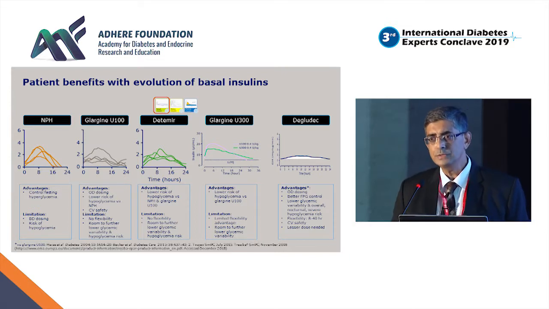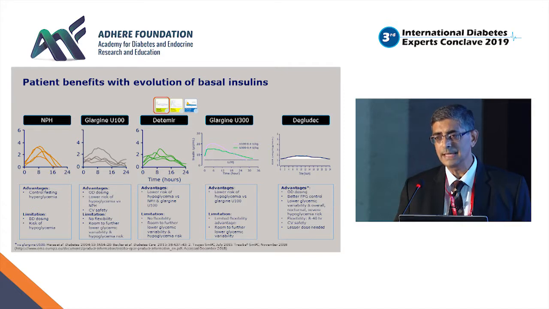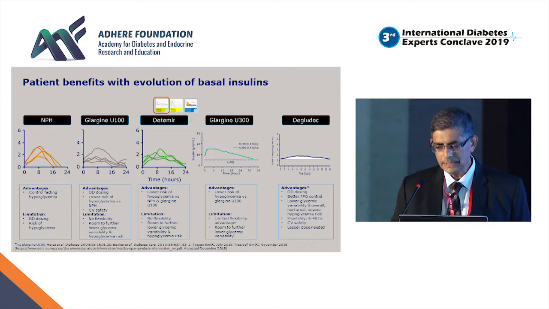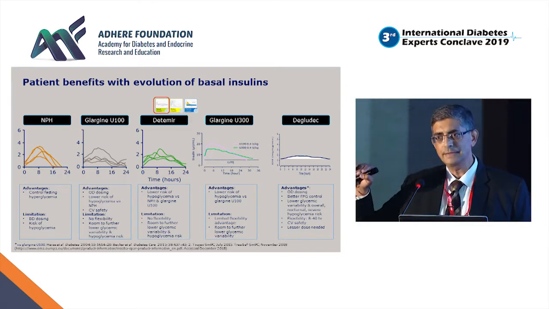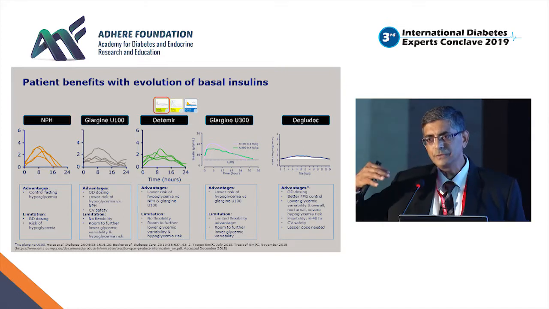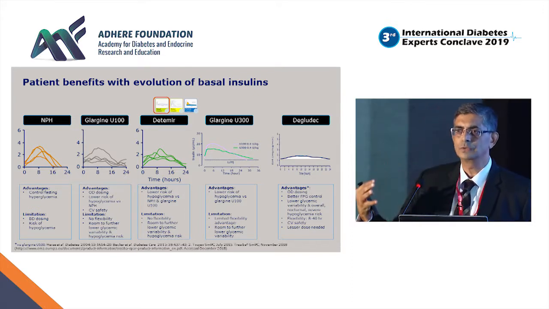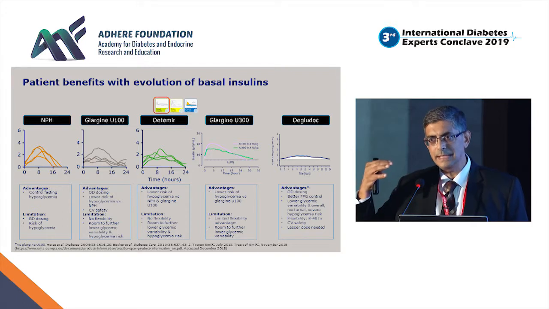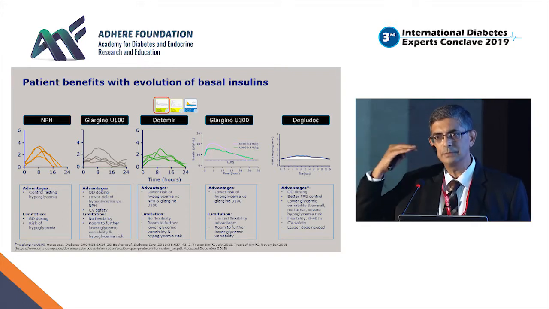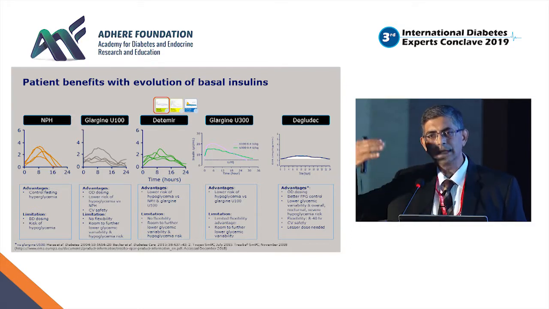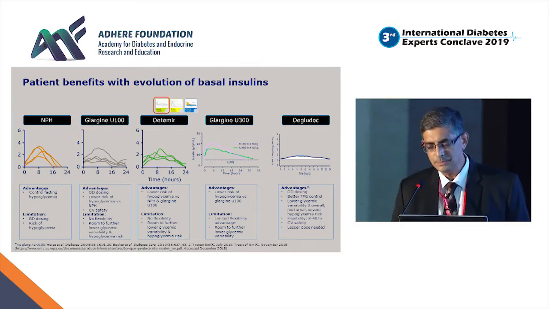Detemir, I would use in obese patients, because it has weight neutrality even at high doses. U300, I just told you about, and degludec has an advantage not only in the flatness of its action, but you also have the option of giving it at different times of the day. Suppose somebody usually takes it at night and misses the night time, can he take it in the morning? Or if he's taking it in the morning, can he take it in the evening? You have the option that he can shift the timing of injecting the basal insulin himself.